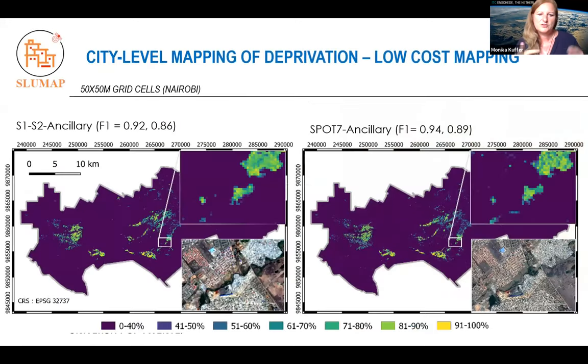We also look into the question of low-cost systems, because if you want to have a global map, and that's what the SDGs need, global mapping systems, you need to solve the question of low-cost mapping. And that's an example comparing a low-cost data set, SPOT, with a free-of-cost data set. And what we show, at least in the case of Nairobi, but we also ran it over other African cities, is that you can do quite a lot with free data, like a combination of Sentinel-1 and Sentinel-2.